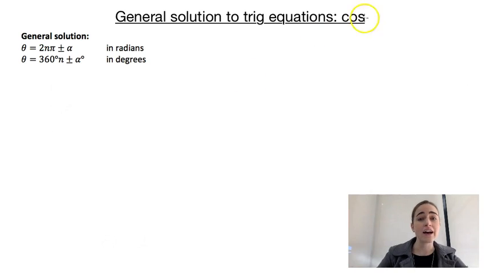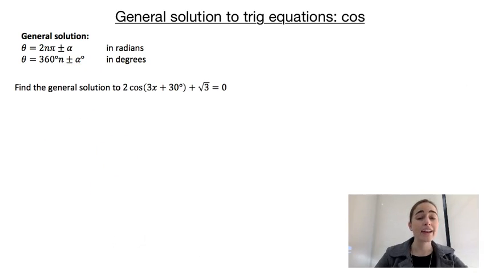So to summarize that, for cosine equations, the general solution can be written as theta equals 2n pi plus or minus alpha, where alpha is our first positive solution, and that's in radians. If we wanted to write it in degrees instead, we could write it as 360 times n plus or minus alpha degrees instead. Let's have a look at an example.